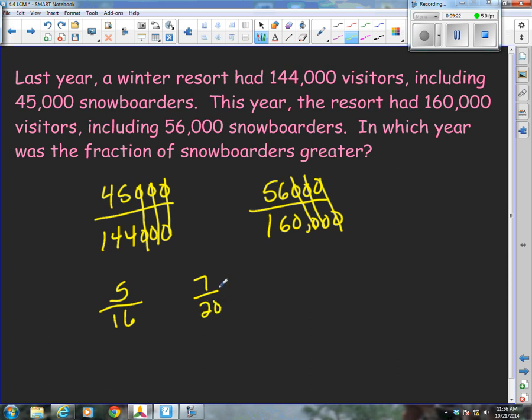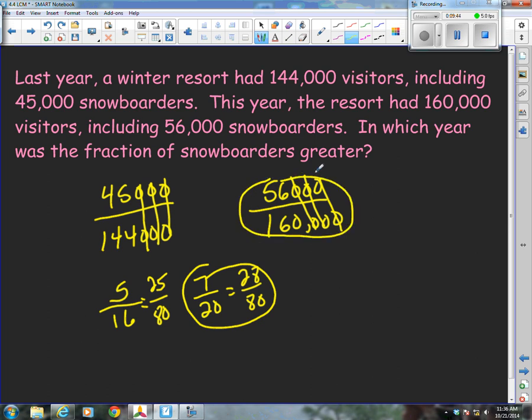20 times. Now, a common denominator would be 80, right? 16 goes into 80, 20 goes into 80. 20 to 80, 4 times. 4 times 7 is 28. 16 to 80, 5 times. 5 times 5 is 25. Which is the largest? Well, this one. So this year has a larger fraction of snowboarders. And that brings us to the conclusion of today's lesson.